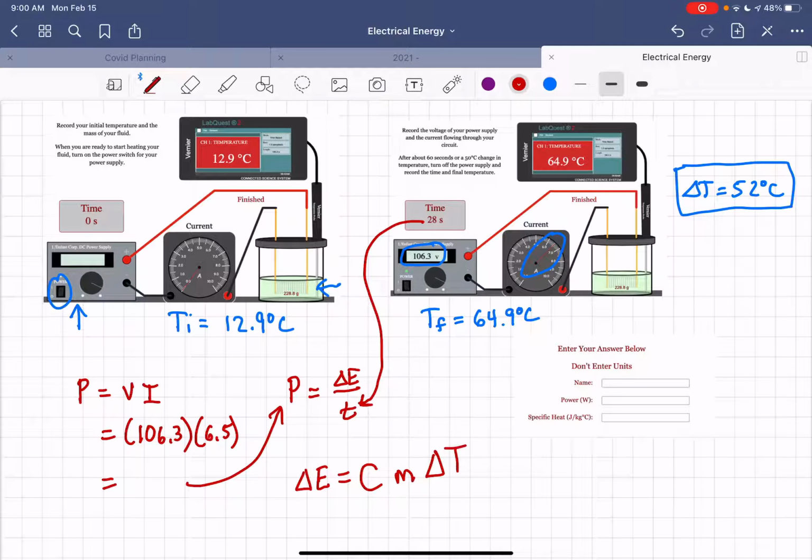So then I want to use the formula heat equals specific heat times mass times change in temperature. I already have my temperature change is 52. My mass, I want to make sure I put it in kilograms. I'm solving for C, and whatever I had for energy, I put in here. It's going to ask for your power. That should go in the first block. And the specific heat that you just found, that should go in the bottom block.